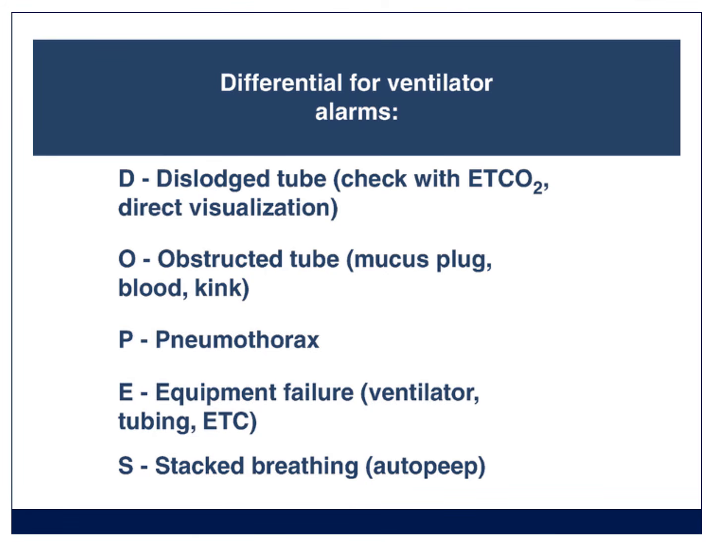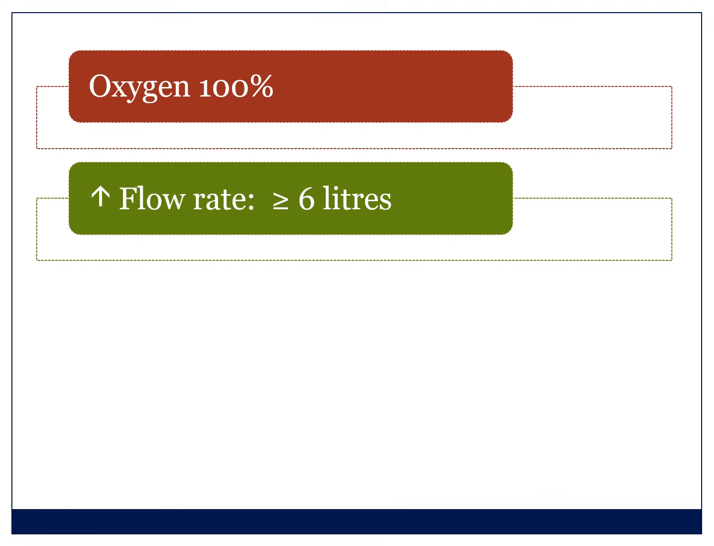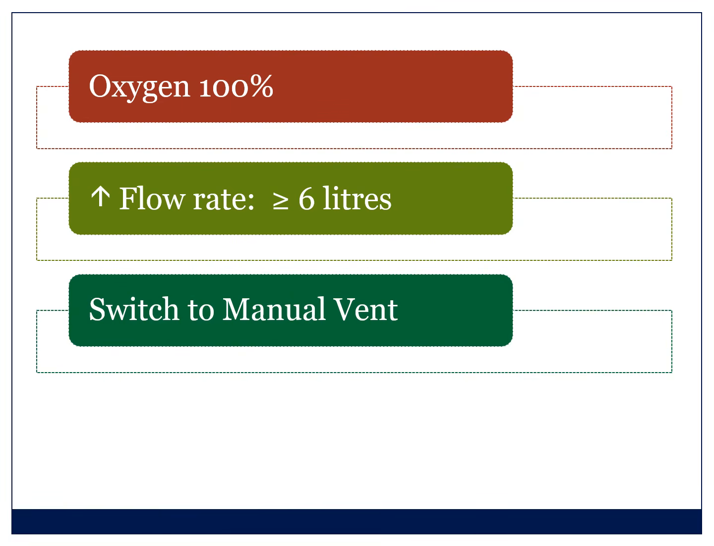approach. And what I would suggest is that when there is a problem with ventilation and you're not delivering what you want, turn the oxygen up, turn the flow rates back up. If you were at 2 liters, go back up to 6. That should be a reflex. And then what I normally do is I switch over to manual ventilation.